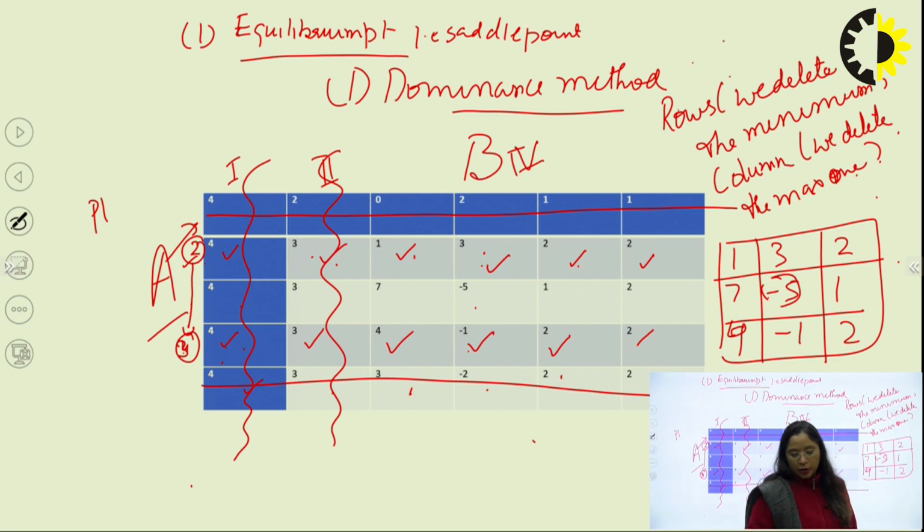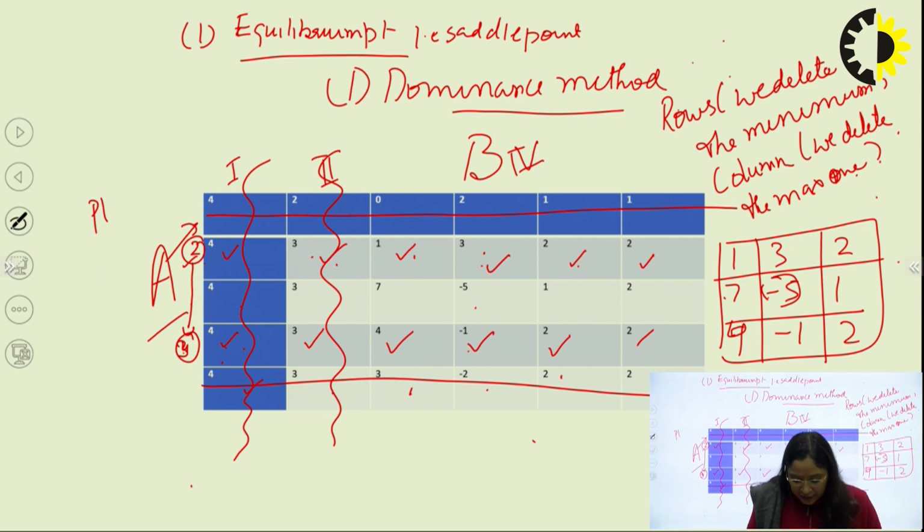So we will look into the columns. Here we will see 1, 3, 7, minus 5, not possible. 3, 2, minus 1, minus 2. So there is not a single row or column which can be dominated or which can dominate. So what will we do? We will use the average rule to solve this problem.